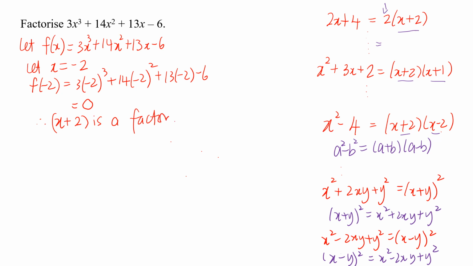Alright, so there are two ways of finding the remaining factor. Okay, one of them is using the long division method, which is really long. The other one is use compare coefficients. Okay, so what I'm going to do is I'm just going to show you long division here. And in the next example, I will just show you the other method. Okay, so using long division.